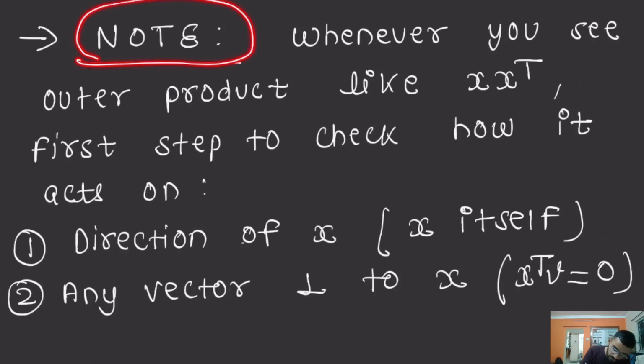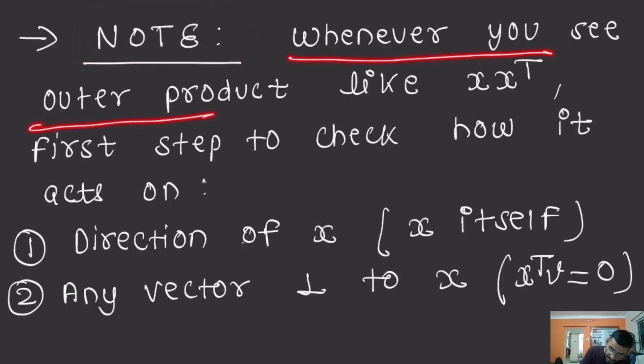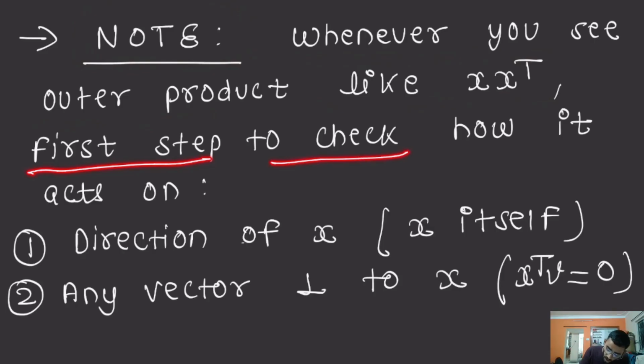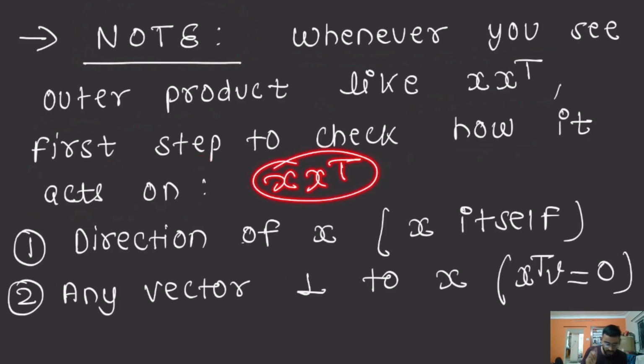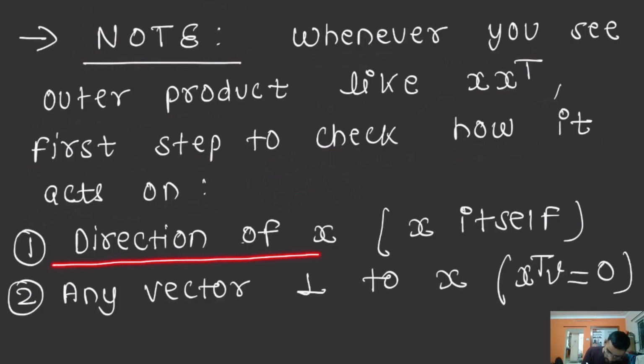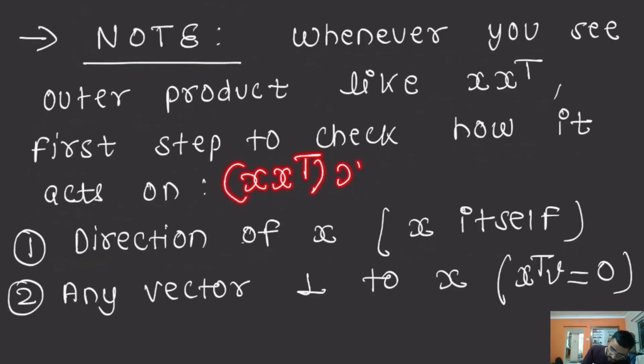Now there is a note: whenever you see an outer product like x into x transpose and have to do some analysis, like finding the eigenvalues, checking whether the given matrix is invertible, finding the determinant, or finding the eigenvectors of the matrix, the first step is always to check how xx transpose acts on two things. First, in the direction of x, that is, x itself. So first we will see how this xx transpose acts on the vector x.